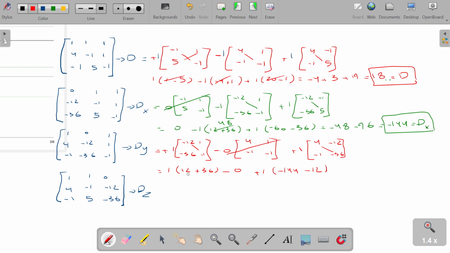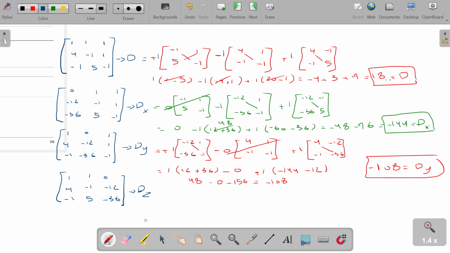So this will be 48 minus 0, and this one will be negative 156. And 48 minus 156 will be negative 108. So dy is equal to negative 108. I'm going to keep that here.